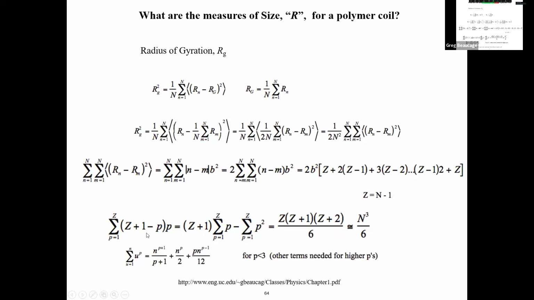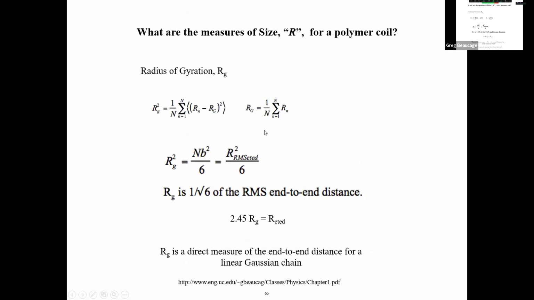And you plug that double sum back in here. And then n cubed over n squared is n. Then you end up with 1/6 n L squared in this thing, because it was a b squared here. So that ends up giving you this, which means the radius of gyration is smaller than the end-to-end distance of the chain by 1 over the square root of 6. So 2.45 times the radius of gyration gives you the end-to-end distance.